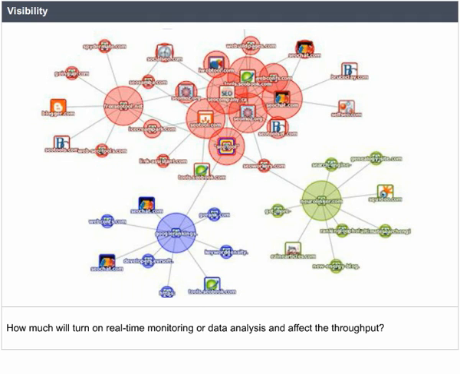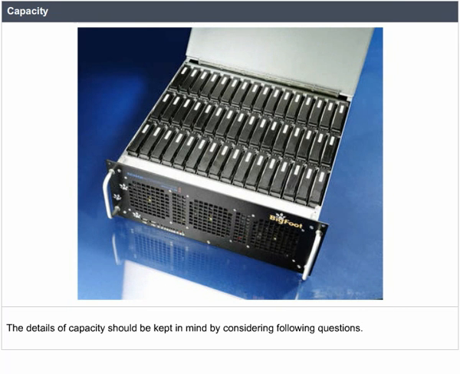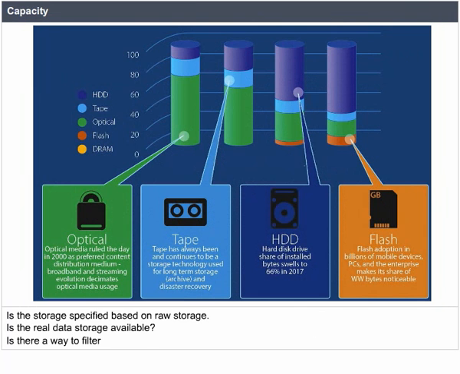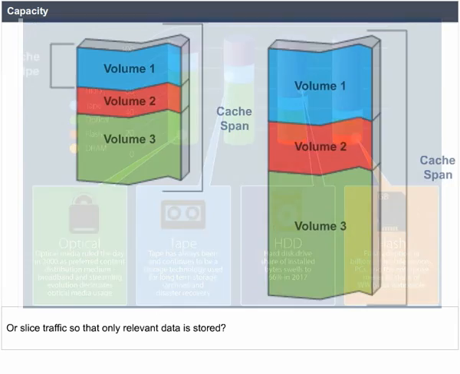Capacity. The details of capacity should be kept in mind by considering the following questions. Is the storage specified based on raw storage? Is the real data storage available? Is there a way to filter or slice traffic so that only relevant data is stored?